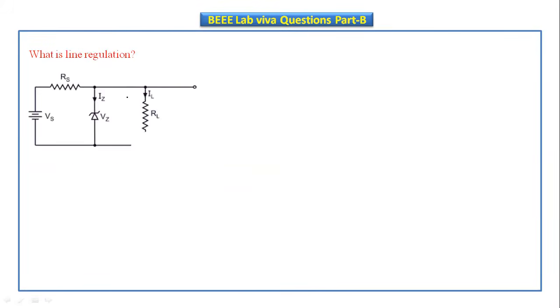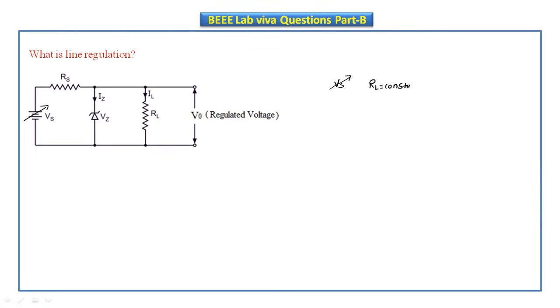What is line regulation? This is the GNR diode regulation diagram. In line regulation, input voltage is variable, but the load resistance is constant. In this case, the output voltage should be constant. That is called line regulation. In line regulation, supply voltage is variable, but the load resistance RL is constant.